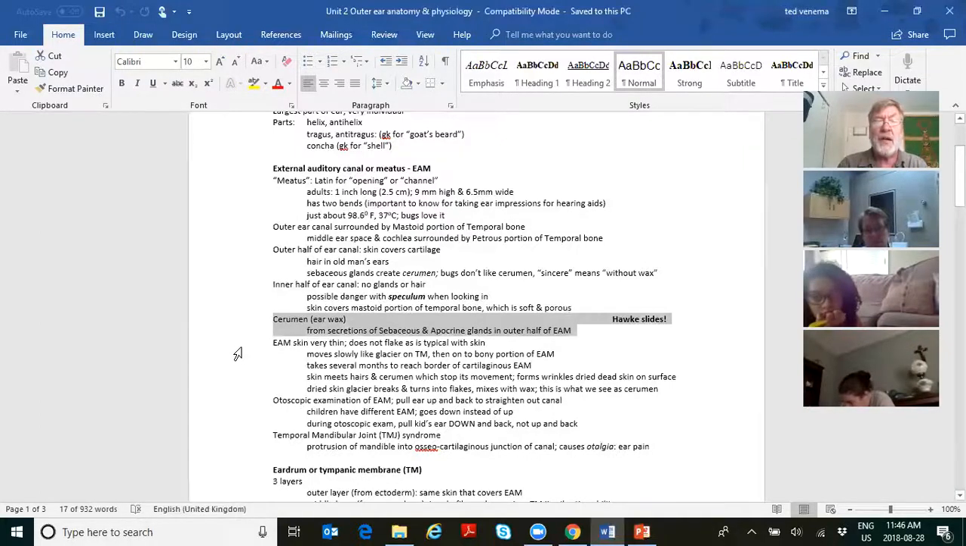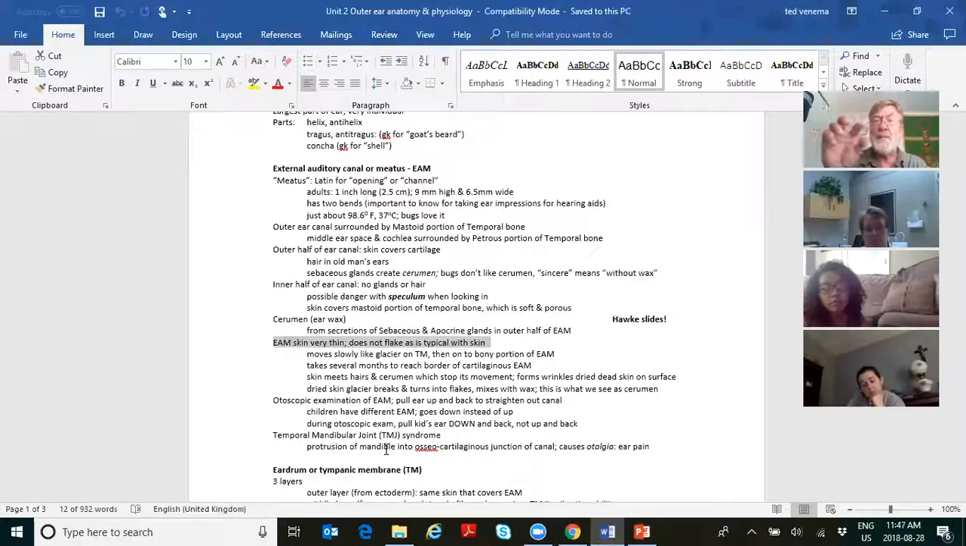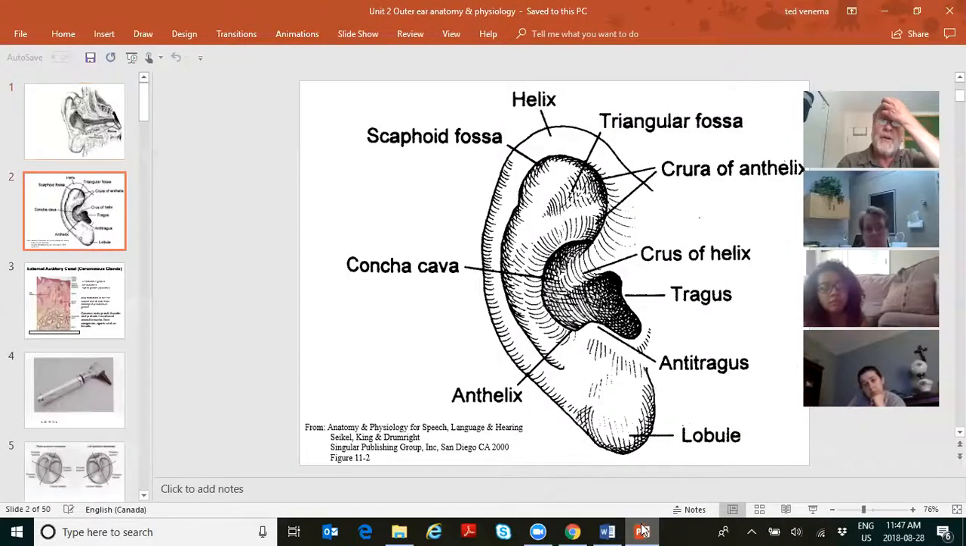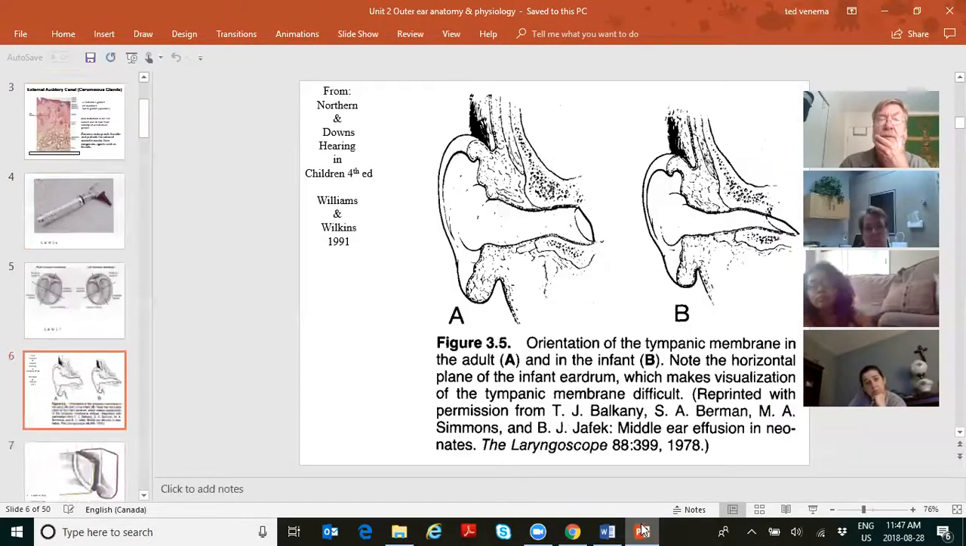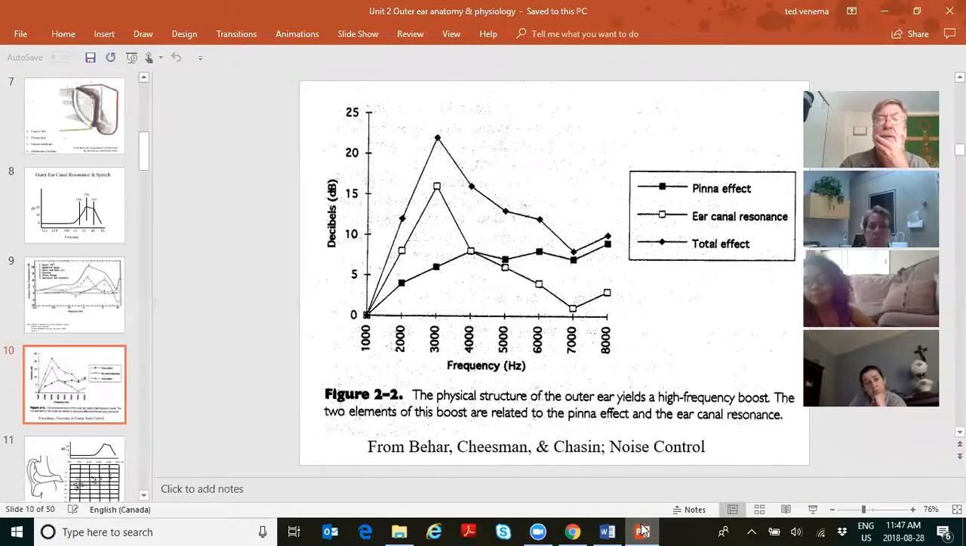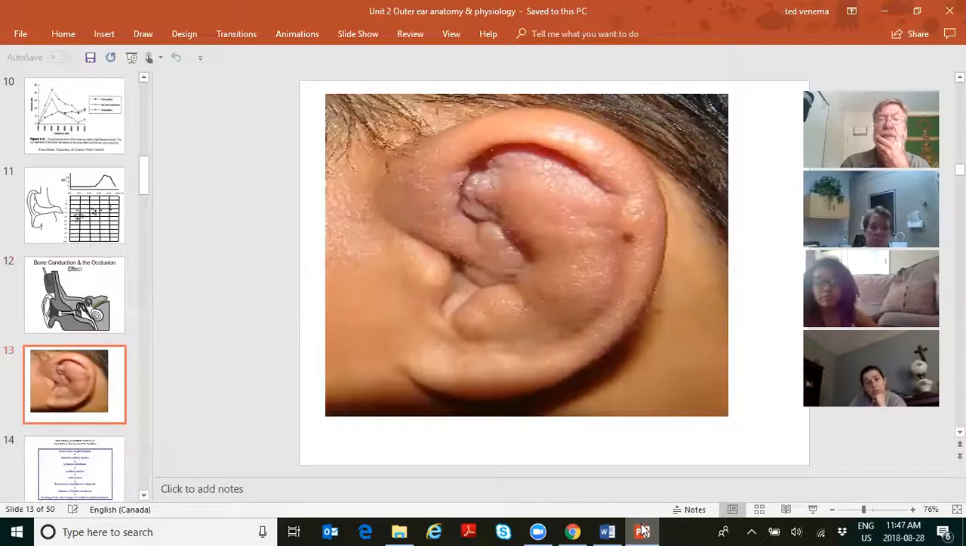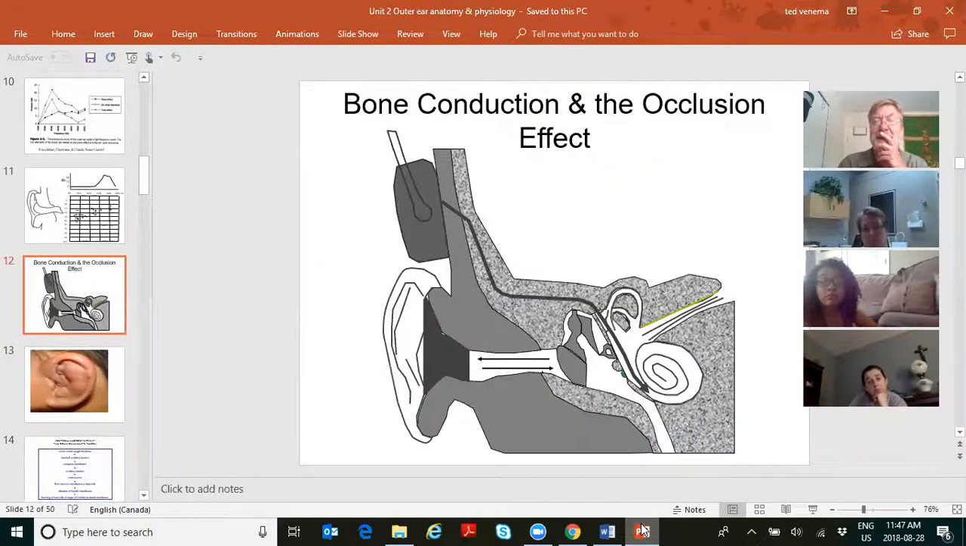The skin in your outer ear canal is very thin. It doesn't flake, as is typical with normal skin. It moves slowly like a glacier onto the tympanic membrane, the eardrum, and migrates out, slowly migrating out. So let's see if I've even got a picture of that. I'm not 100% sure, but I might. Let's see, do I or do I not? Oh, look at this. We'll get to that later on.